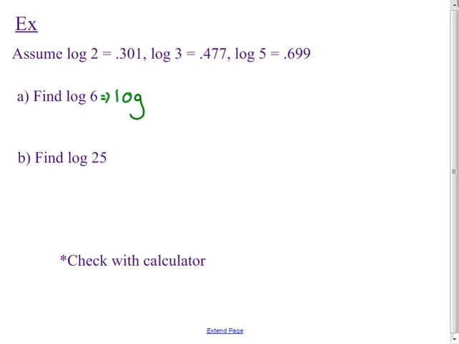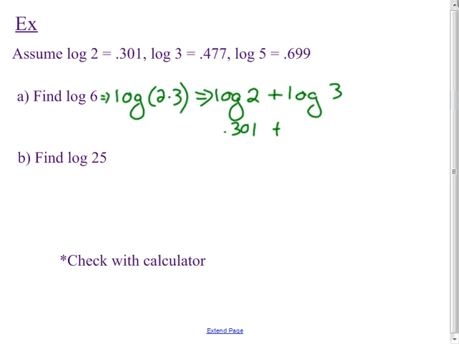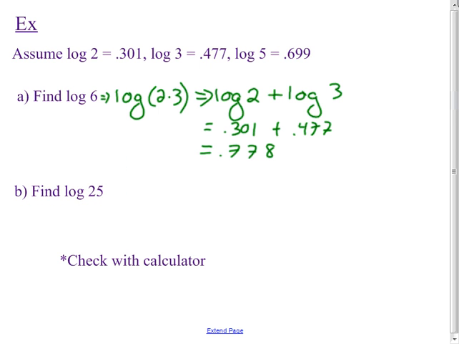So the log of 6 is the same thing as the log of 2 times 3. Right? 2 times 3 is 6. And now I'm multiplying within my argument. So that means that's the same thing as the log of 2 plus the log of 3. And you know that the log of 2 is 0.301, and the log of 3 is 0.477. So you just add these 2 together, and when you add them together, you get 0.778. So that's the sum of those logs based on finding just the log of a single number, 6.